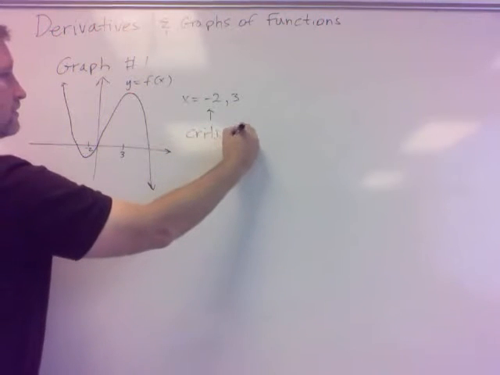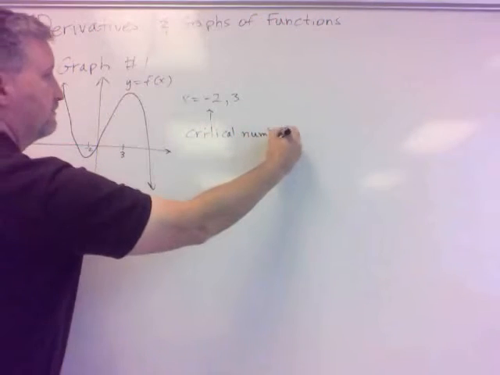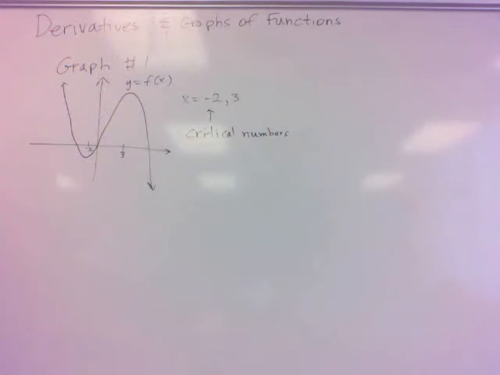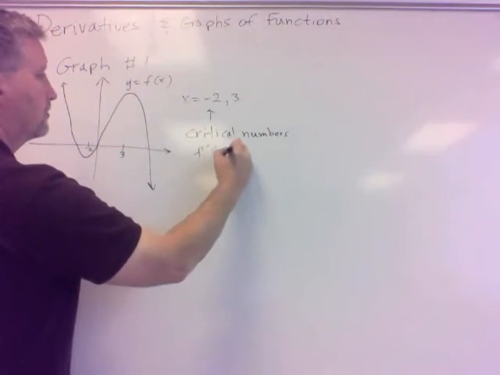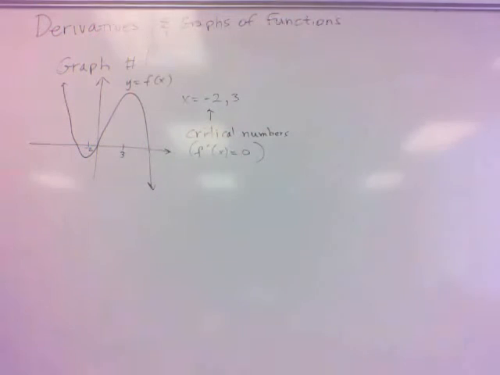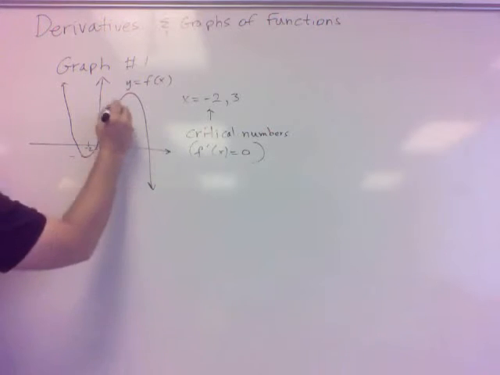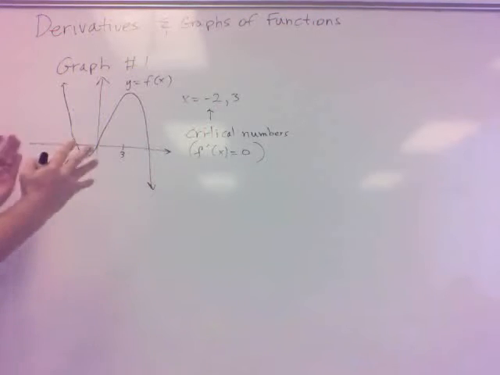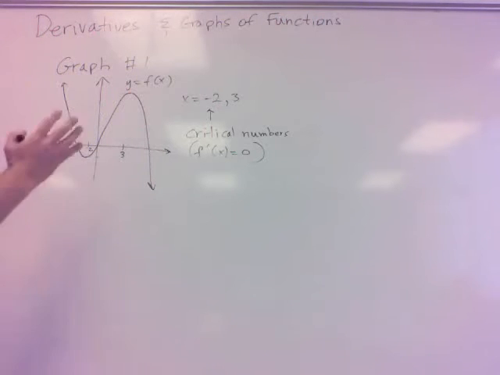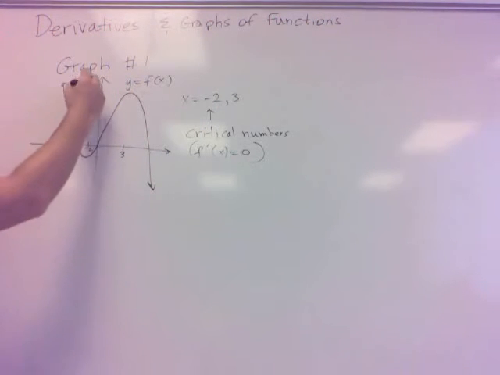Why? Well, critical numbers have derivatives equal to 0, one of the options there. Of course, we have critical numbers where the derivative does not exist too, but in these cases we have derivative equals 0, slope equals 0. So those are critical numbers at -2 and 3. And then we have the local min and max thing too. We'll get to that, but for now, just know them as critical numbers.